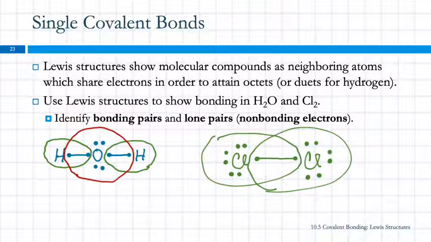And then it says identify bonding pairs and lone pairs. Lone pairs are just a shorter way of saying non-bonding pairs. Maybe I'll use the highlighter for this. So bonding pairs are the electrons that are actually being shared. So that's a bonding pair. This is a bonding pair. Over here, that's a bonding pair. So those are the bonding pairs. Then there are also some electrons here that are not being shared.